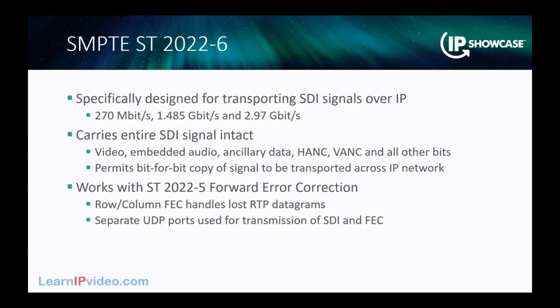One of the things that is really nice about 2022-6 is that it has a companion standard called ST2022-5, and that provides forward error correction so that you can correct packets that are missing and you can add them back into the stream at your receiver without any loss. So very, very handy. If you don't know what a UDP port is, don't worry about it. It's not critical.